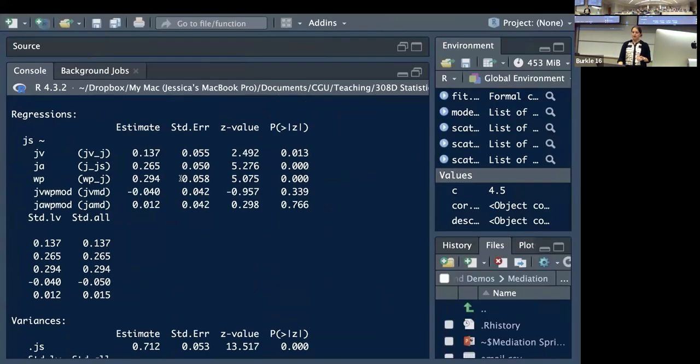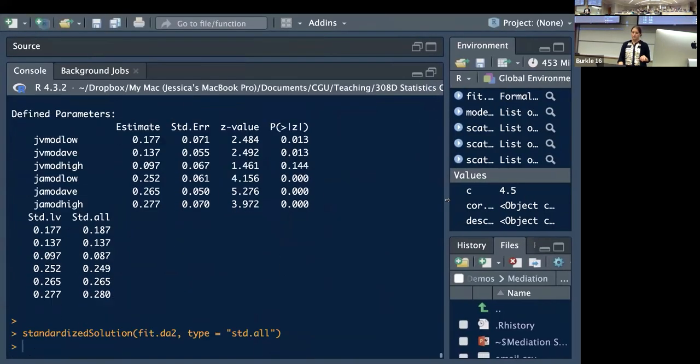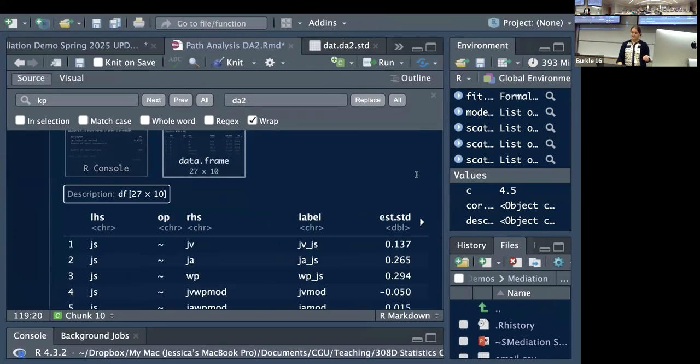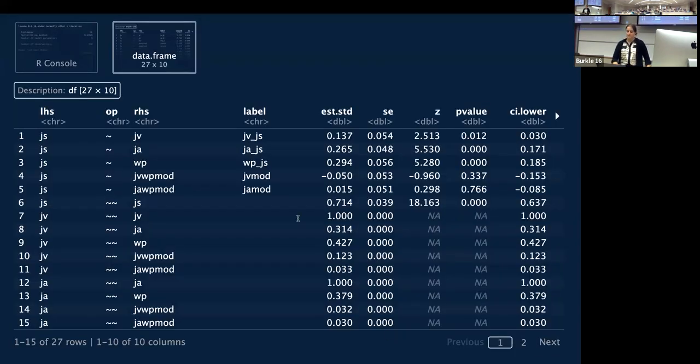So let's go down to the parameters. Why did it wrap it? That's super annoying. Let's look at the pretty one like this. Here are all of our parameters. So remember, we gave them names, so that helps us figure out what path each belongs to. Does job variety predict job satisfaction? Yes, right? Beta 0.14.